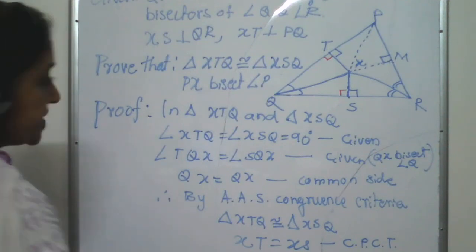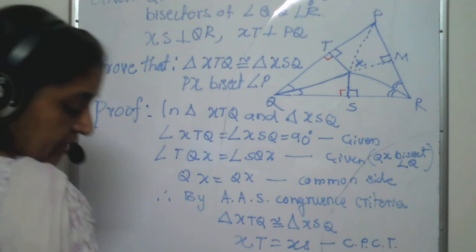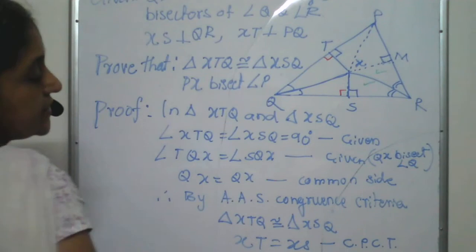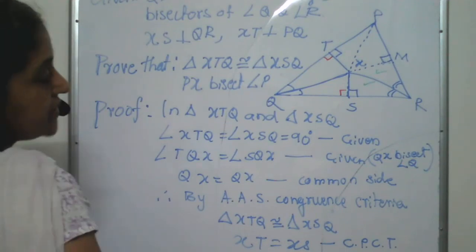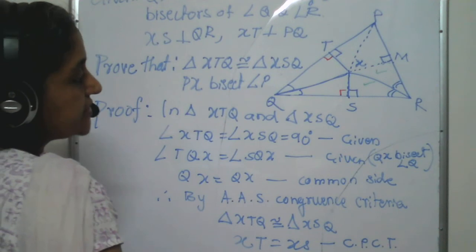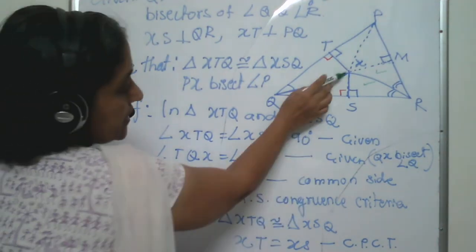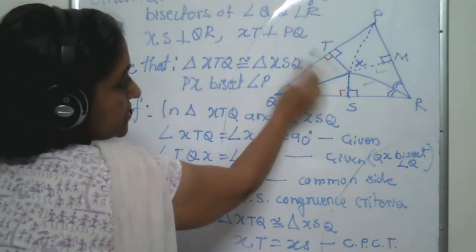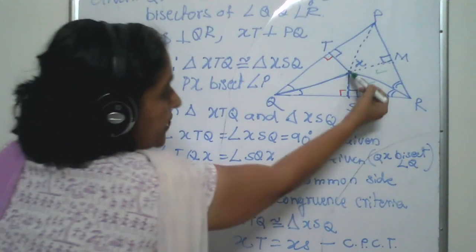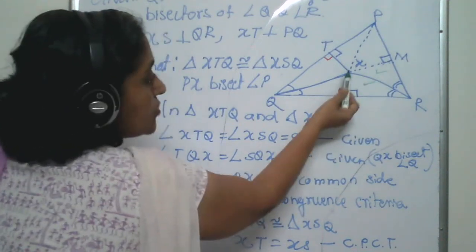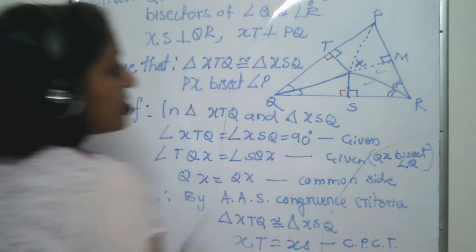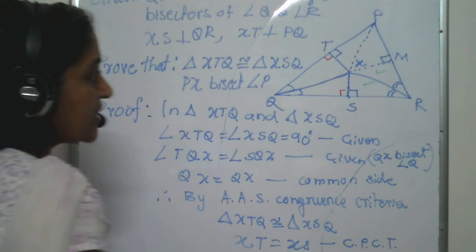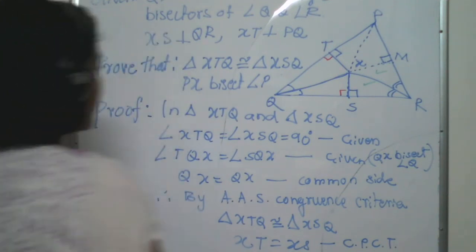Now I'm going to erase this and consider the other two triangles. Why should I consider these two triangles? When I consider these green marked triangles and I prove them congruent, XS and XM will become equal. I have already proved that XT and XS are equal. If I now prove XS is also equal to XM, then XT and XM will become equal, which will help me to prove the line PX bisects angle P. Let's see how we do it now.